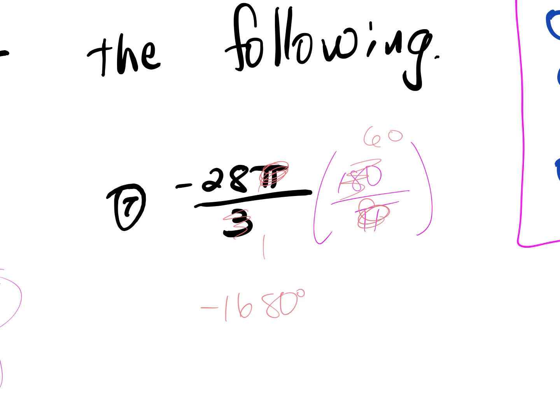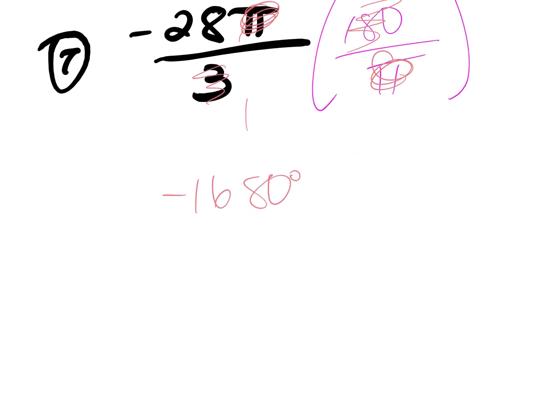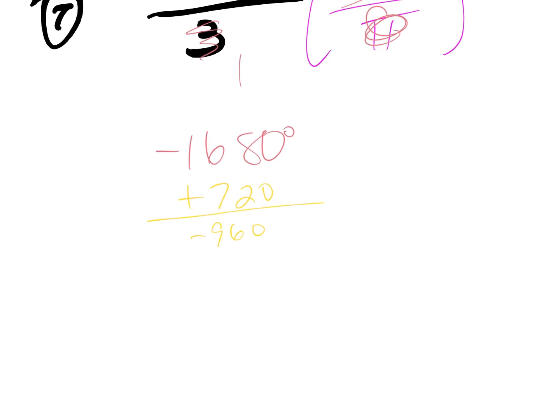All right, what do you notice about that number? It's negative. Good. What else do you notice? It's way bigger than a circle. I'm going to go ahead and add 720 here. What's 360 and 360? 720. That's a big number, so I'm just going to go ahead and not waste time. So I'm going to add 2 circles. And I get negative 960. Well, we're still way bigger than a circle, right? I'm going to add another 2 circles. So plus 720 gives me negative 240.